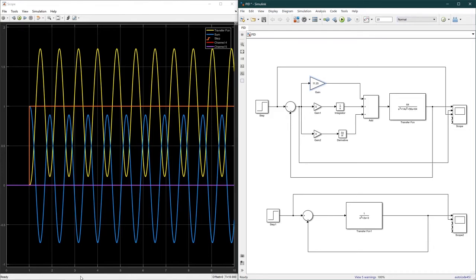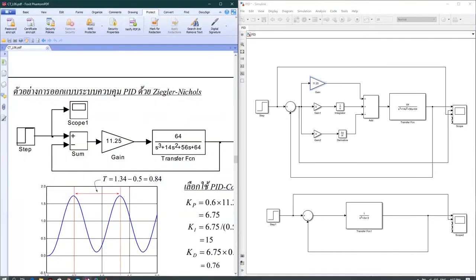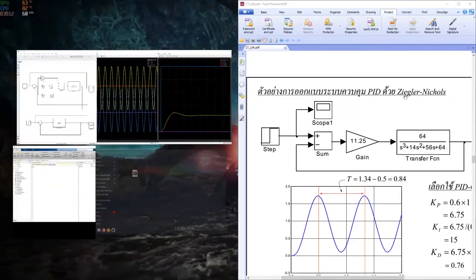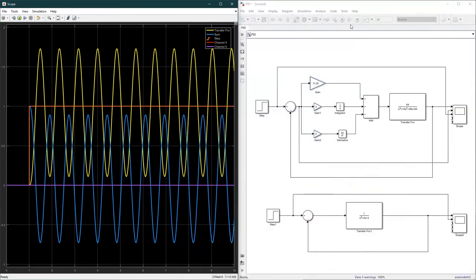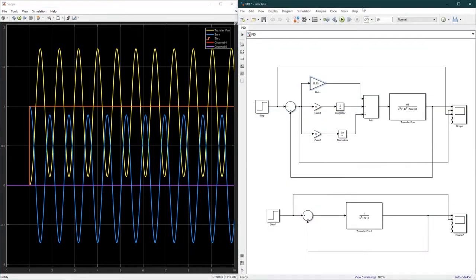Look at the yellow graph. This is the oscillation graph. Okay, according to the paper, the period is already measured at about 0.84. Then use this Kc and T and substitute them in the formula.